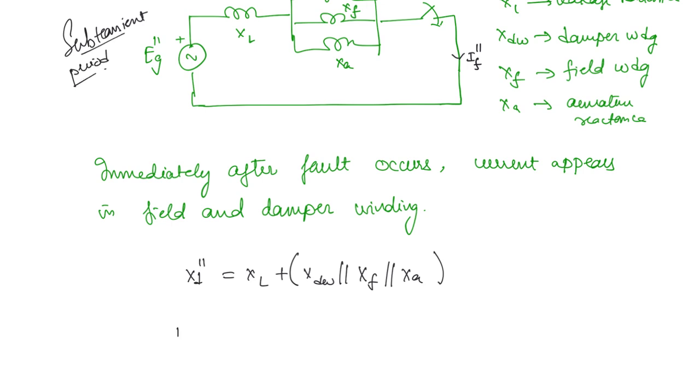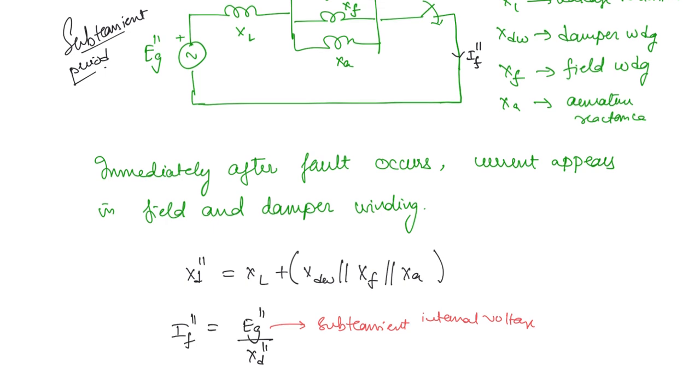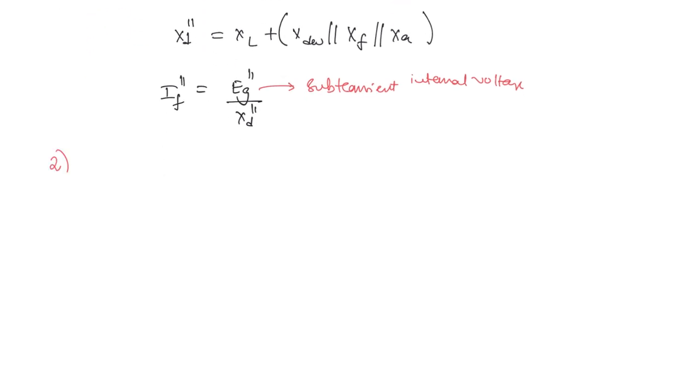Okay, so what will be the fault current? This is going to be equal to Eg double dash by Xd double dash. Okay, so Eg double dash can be found from the pre-fault condition. When we discuss the loaded case, it will become clear how to find the pre-fault condition. So this is the subtransient internal voltage of generator.